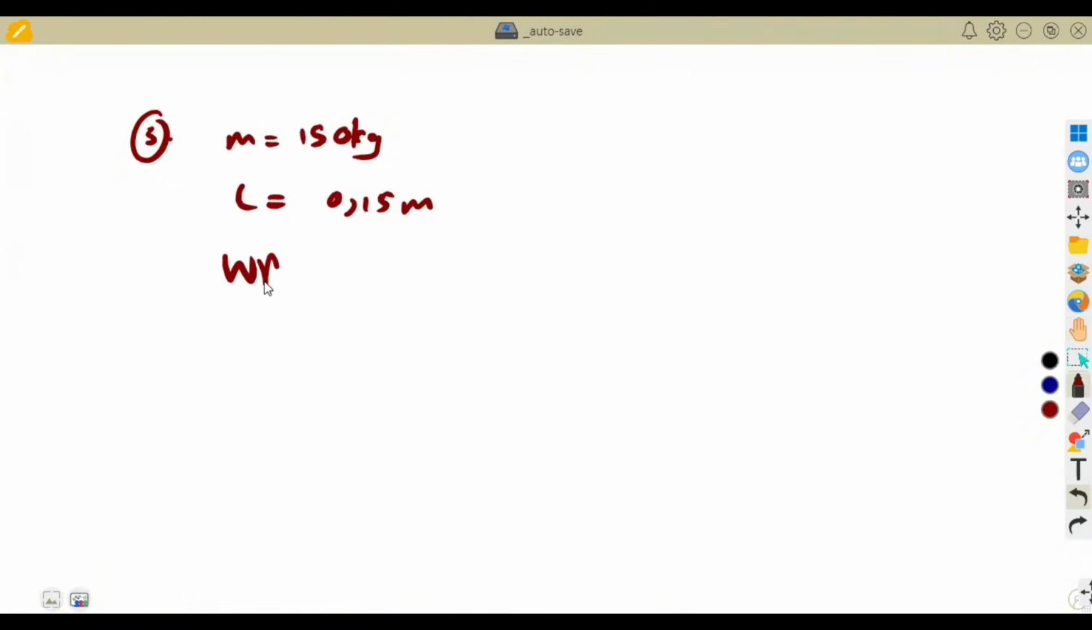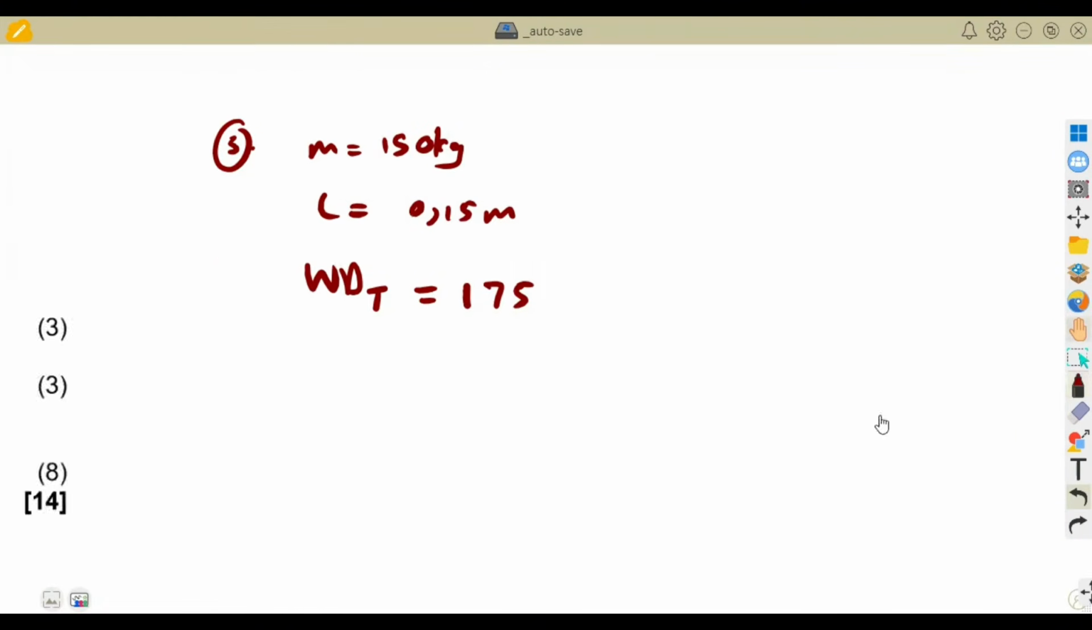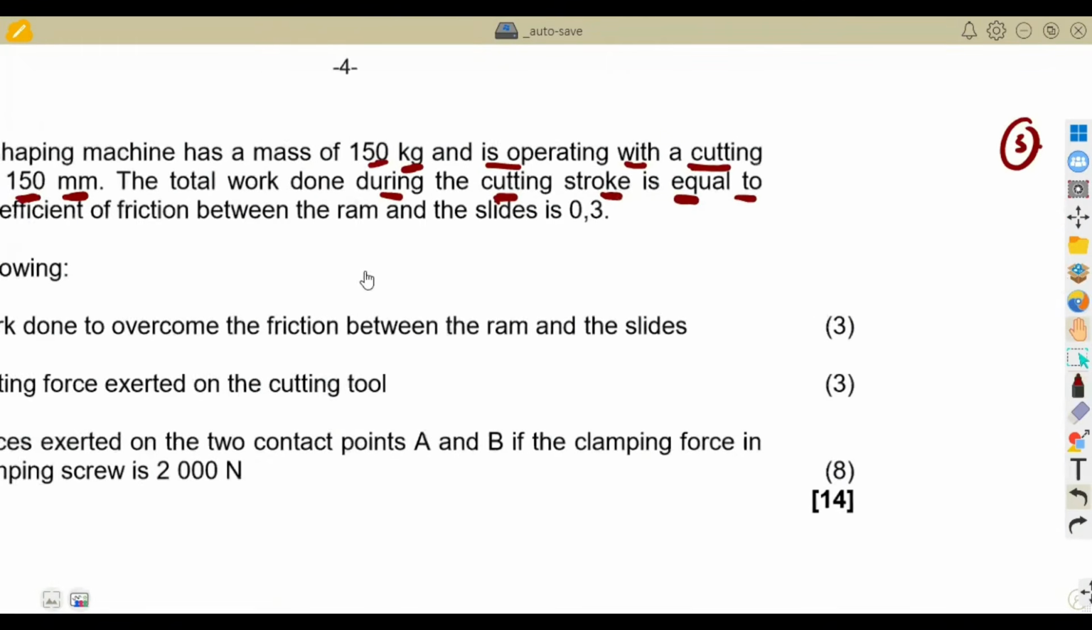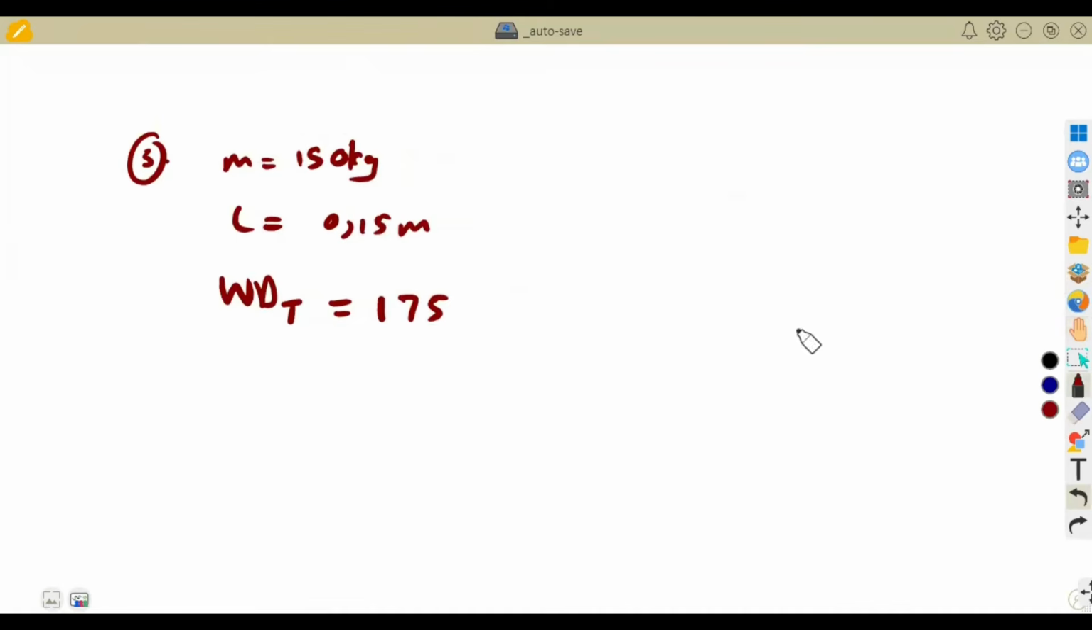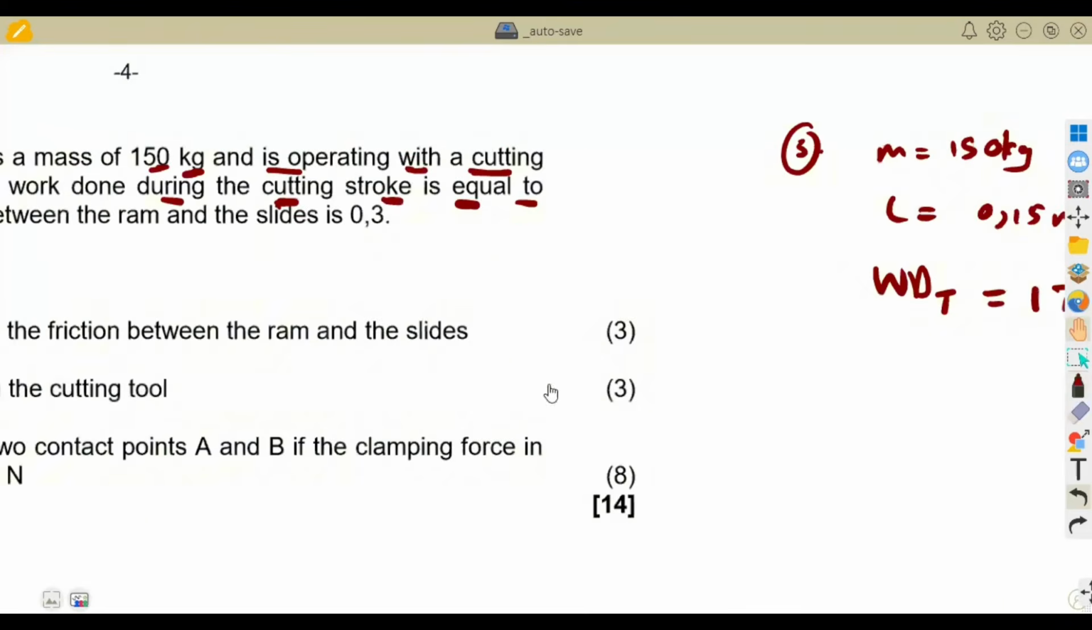Take note. Remember, when we are dealing with a metal cutting machine, there are different types of work done. We've got the cutting, we've got the frictional, and we've got the total work done. And we have to consider those three. And the friction between these is 0.3, which is the coefficient of friction. So this is what we are given.